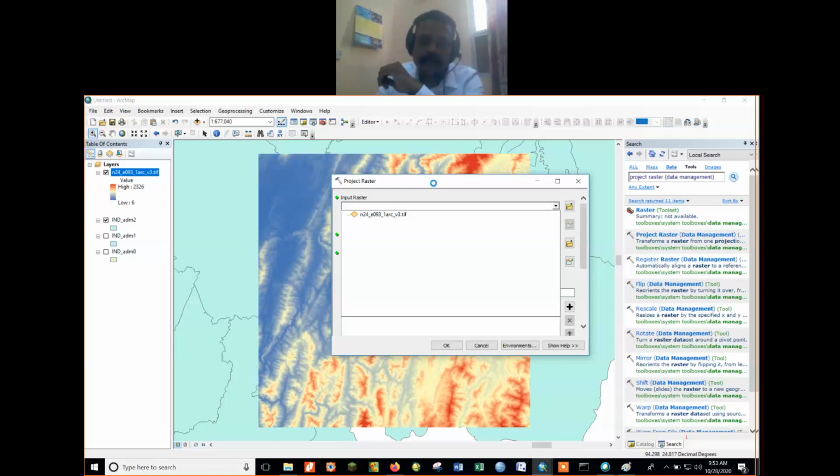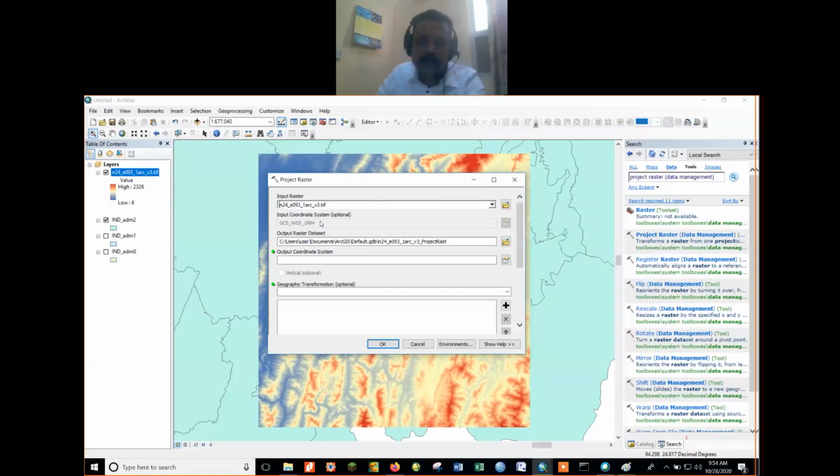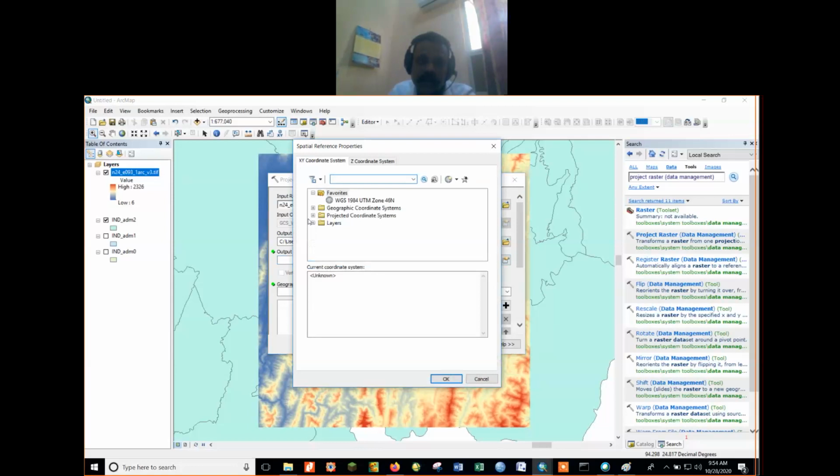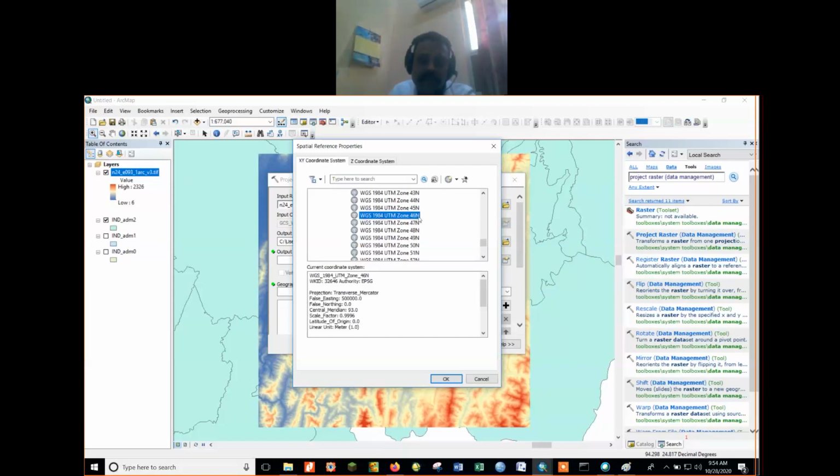Just a moment. It's taking some time. Okay, so you see input coordinate system, optional. So this is WGS 1984, which is a three-dimensional coordinate reference system. And then we have to select the output coordinate reference system. So remember just this thing in mind, that right now I am reprojecting this data into a two-dimensional surface. As I said, for Northeast India we have the UTM zone of 46 north. So that's why I'm picking up this.